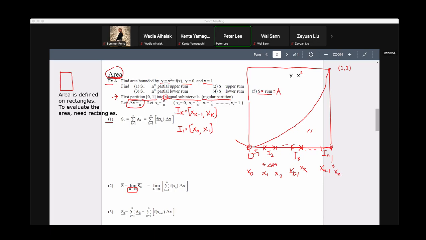Now, let's figure out the coordinates. So what are the coordinates of these x's here? x0, in our case, is 0. What is x of 1? Note that x of 1 and x of 0 are delta x apart. Therefore, x of 1 will actually be delta x. The coordinate will actually be 1 over n.